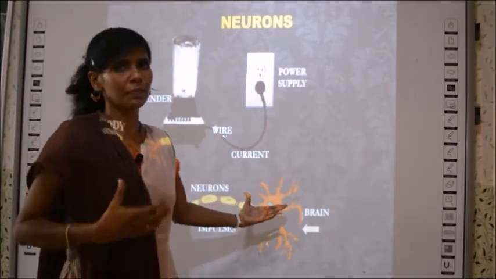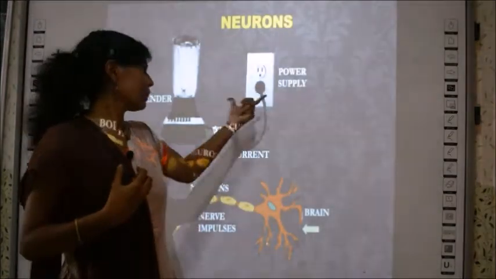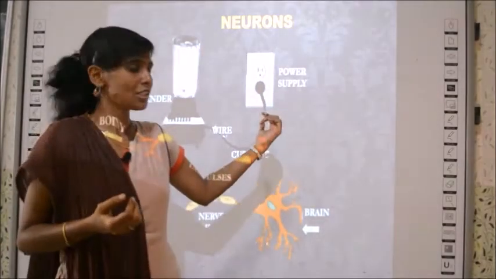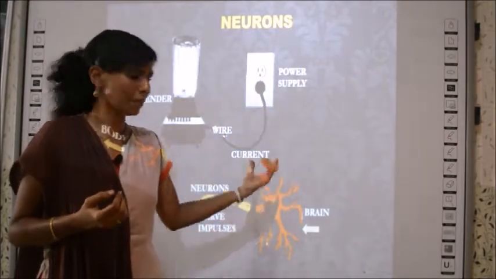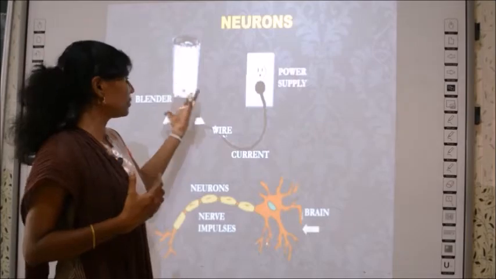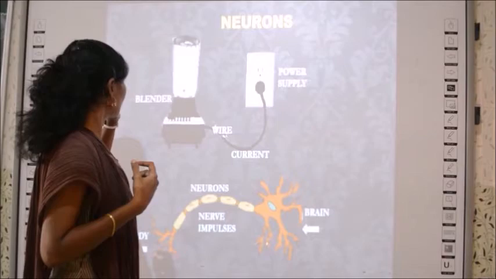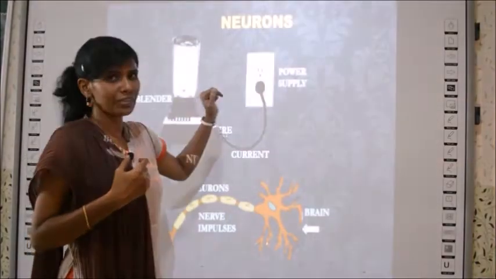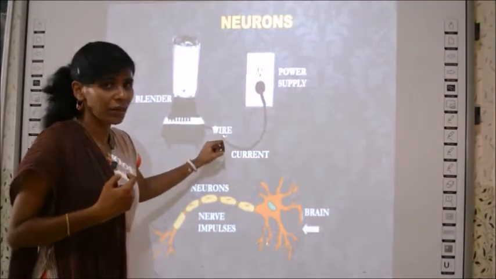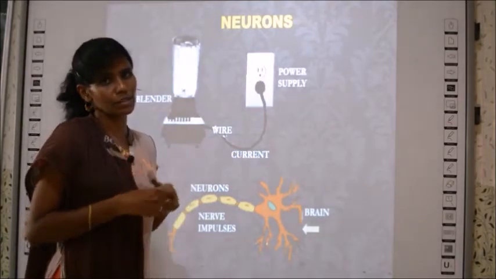So this nervous system, the mechanism of how it operates, can be compared to this picture. You may be wondering, what is there for a blender to do in a biology class? Just to make you understand better about a neuron, I have quoted this as an example. You must have seen in your house, if there is a blender or a mixer, or you call it a mixie, there is a power supply and a wire connected to the mixie, and through the wire, when you switch on, current will pass through the wire.